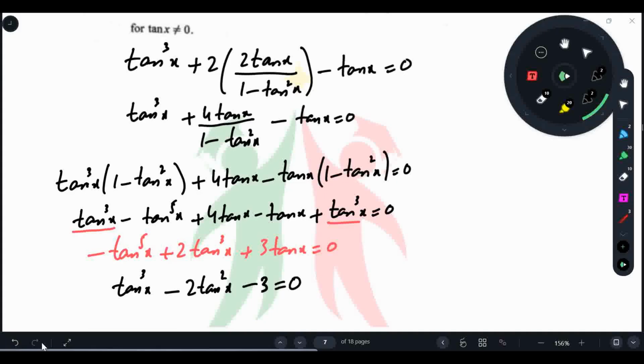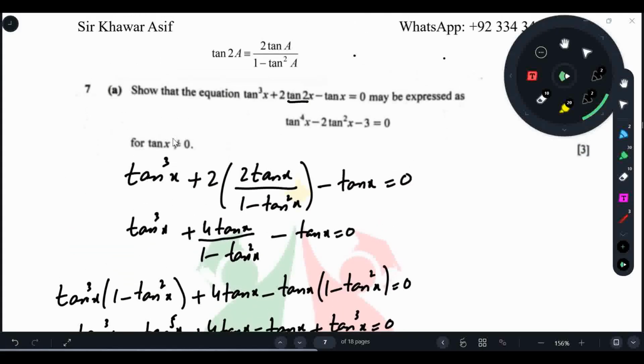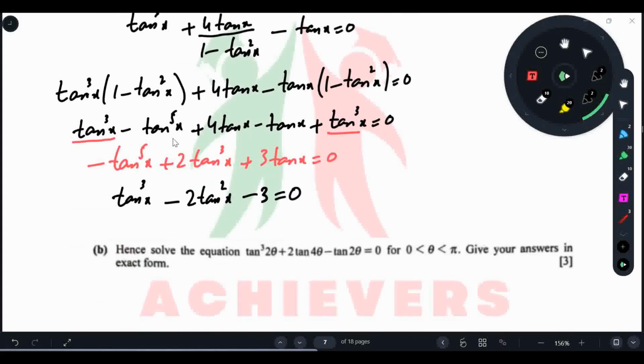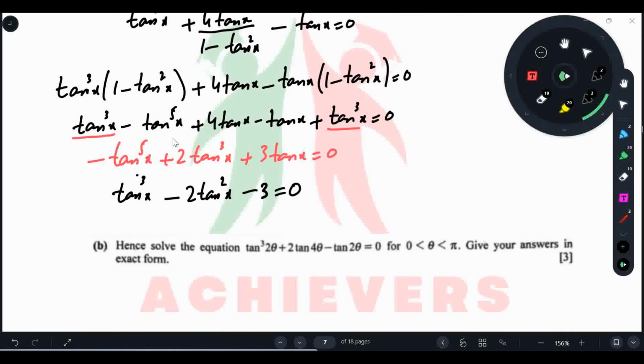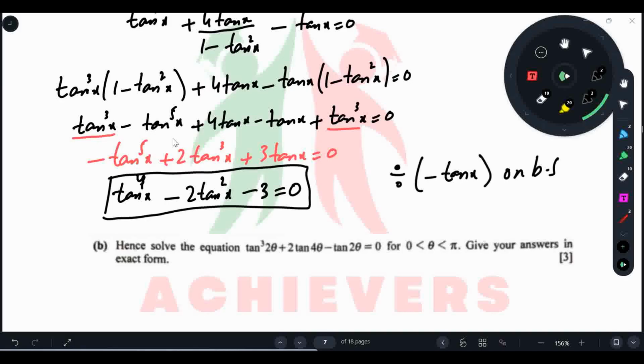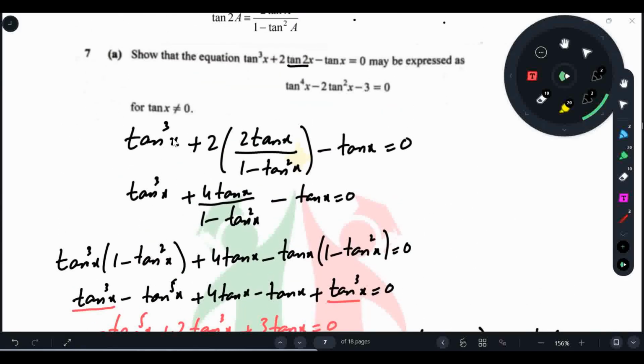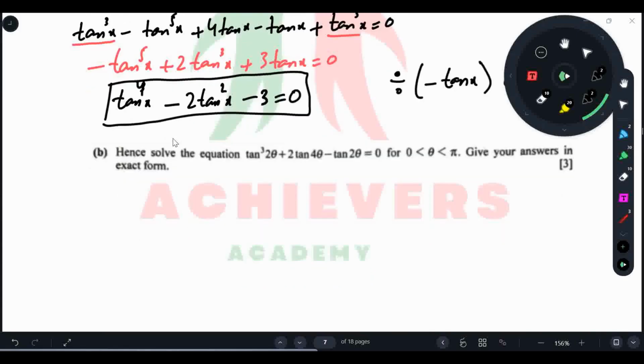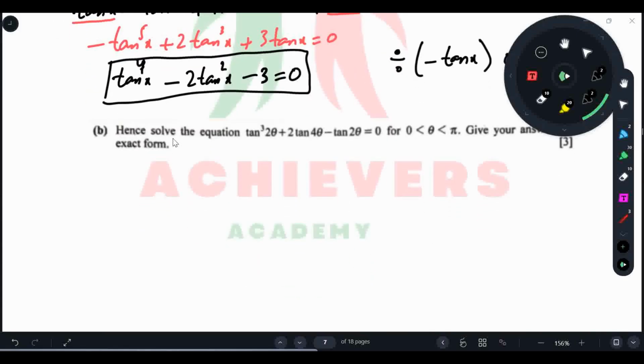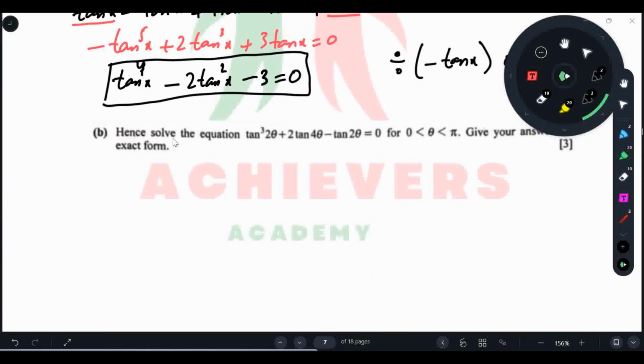Now we can see that the answer one was, sorry, this will be 4 now because we are dividing it with negative tan of x on both sides. So we will get the final answer, which will be this one, tan 4 of x minus 2 tan square of x minus 3. Let's move to this B part. In B part we need to solve it.